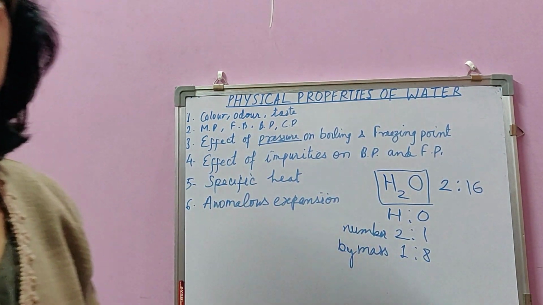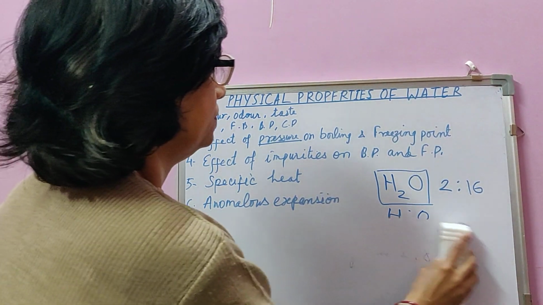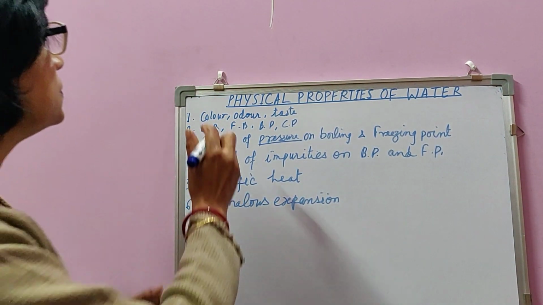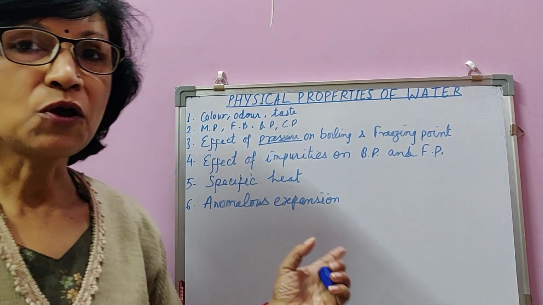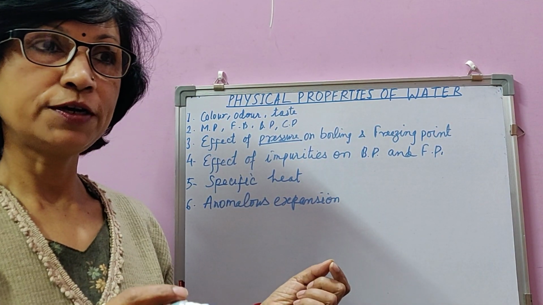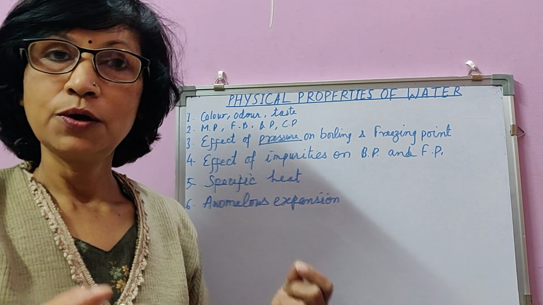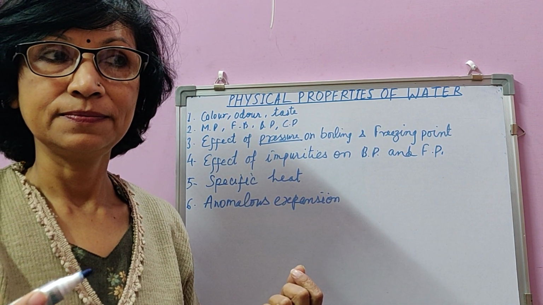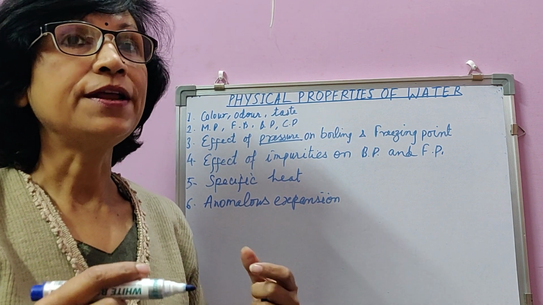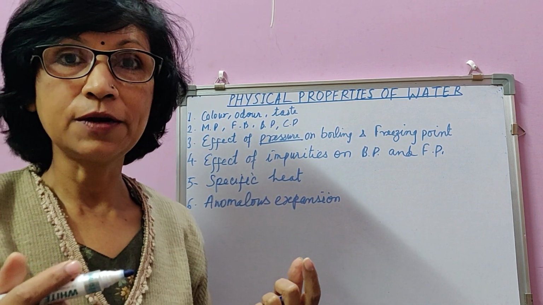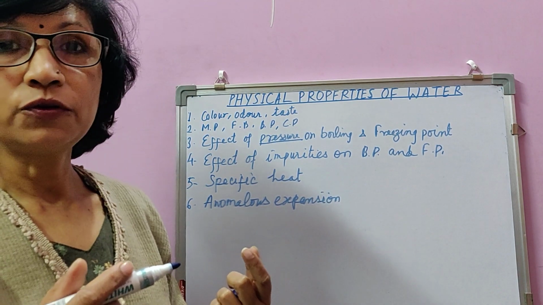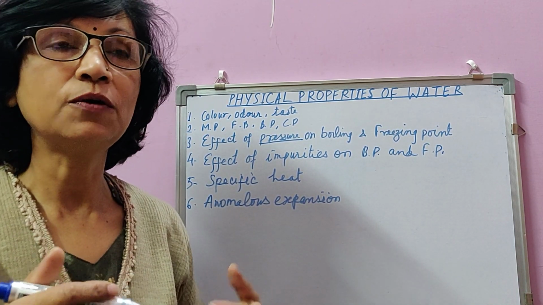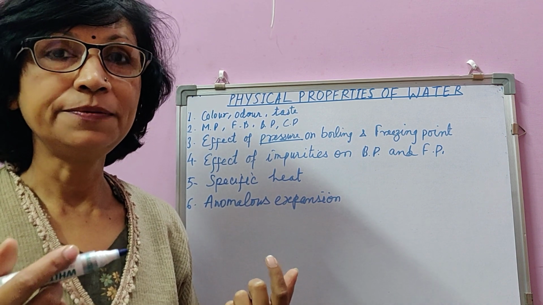Let's come to physical properties of water. Color, odor, taste. First, the normal category. Pure water is a colorless, odorless and tasteless substance. If water tastes to us, the drinking water, potable water, that is because of the dissolved gases and minerals in it. Due to the presence of mineral salts, the water gives taste.